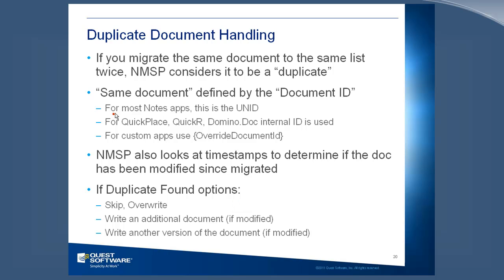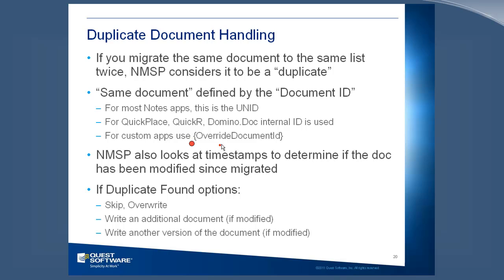So just to jump back over here for a second, I told you that for Notes apps, by default, the document ID is based on the UNID, the universal ID, in Notes. But for QuickPlace and Quickr, as you'll see in a couple of weeks, those applications have their own internal document ID, so we use those to represent a unique document. We can automatically pull over the versioning that's built into QuickPlace and Domino.doc.